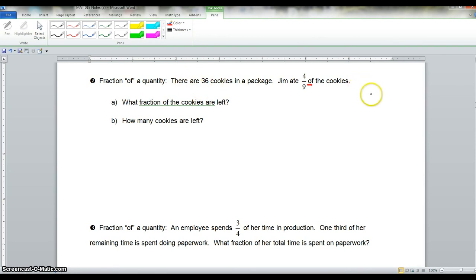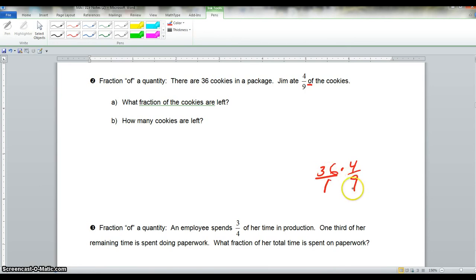Okay, so I'm going to work it out down here at the bottom. We have a total of 36 cookies, and Jim ate 4/9 of those cookies. So we have 36 times 4/9, and we'll put the 36 over 1. Now we could cross simplify.